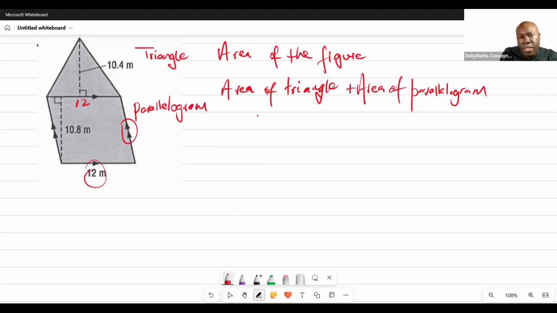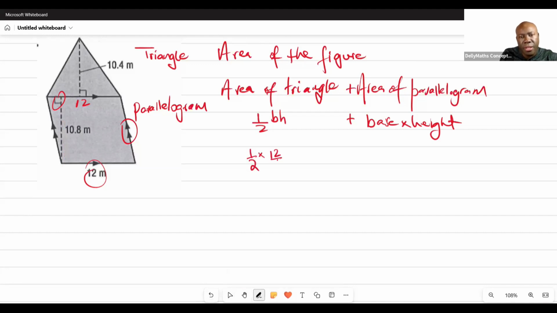The formula that we're going to be using is half base times height for the area of the triangle. And for the parallelogram, it's basically base times height. And the height is always perpendicular. So you could see this 90-degree here coming here, helping us out right there. So let's put the numbers on. For the triangle, it's going to be a half times 12 times 10.4.